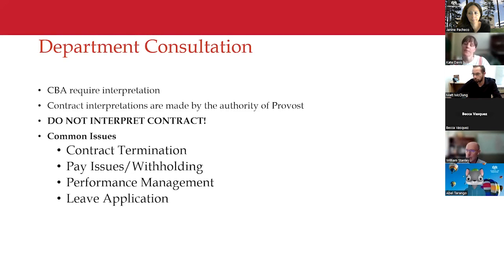My office keeps a list of how we've interpreted things under the collective bargaining agreement in the past, so that we can be consistent in our implementation of it. Common issues that we see are contract termination, pay issues and withholding, like I said, tax issues, performance management, and then application of leave.